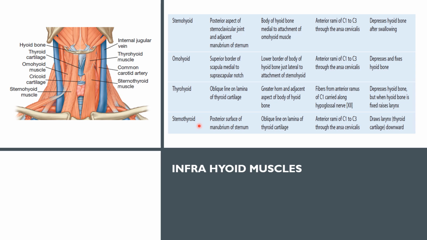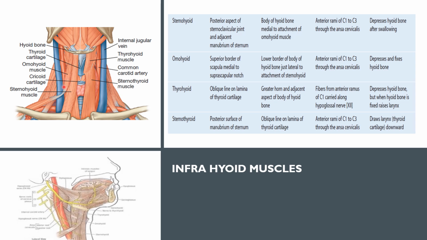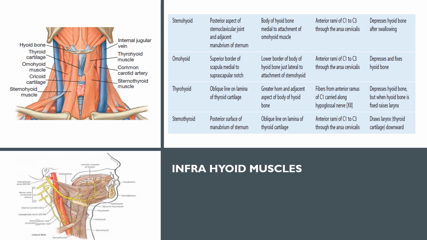thyrohyoid, and sternothyroid. Okay, all these muscles, the four of them, are supplied by the cervical plexus, nerve plexus, mainly from the nerves or roots C1 to C3. And this exact nerve that supplies these muscles is called ansa cervicalis, as you see here. We have cervical nerve plexus originating from C1 to C5. Okay, so C1 to 3, they form one nerve, and they go downward here to supply the infrahyoid muscles.